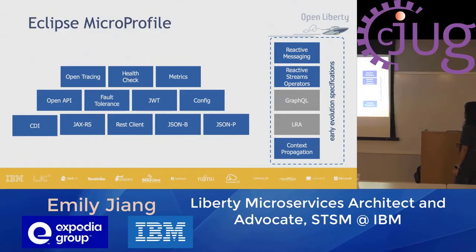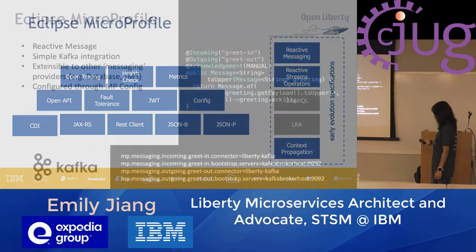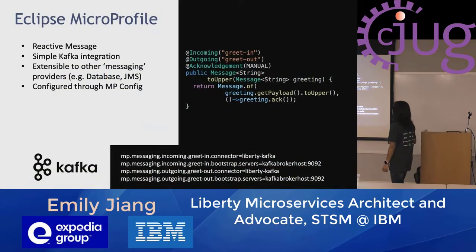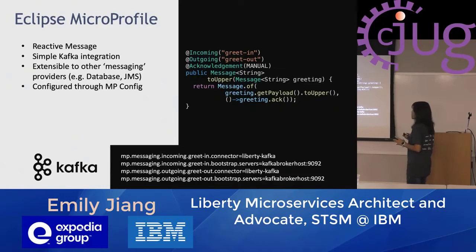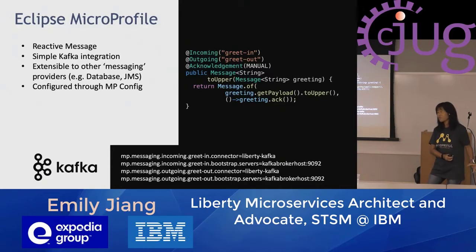I'll give you a quick overview of what reactive messaging is like. Have you heard of Kafka? Yeah, you all heard of it. So it's about messaging, right? And in MicroProfile, our first candidate is how we can make sure a microservice can communicate with Kafka very easily, right? You don't want to write a lot of code to be able to send a message to Kafka and retrieve a message from Kafka.